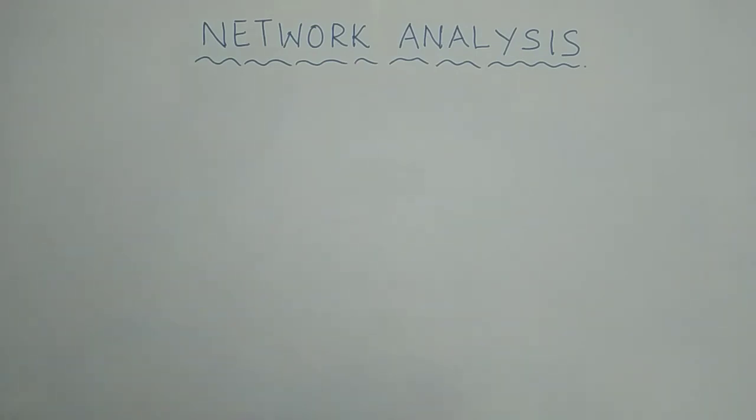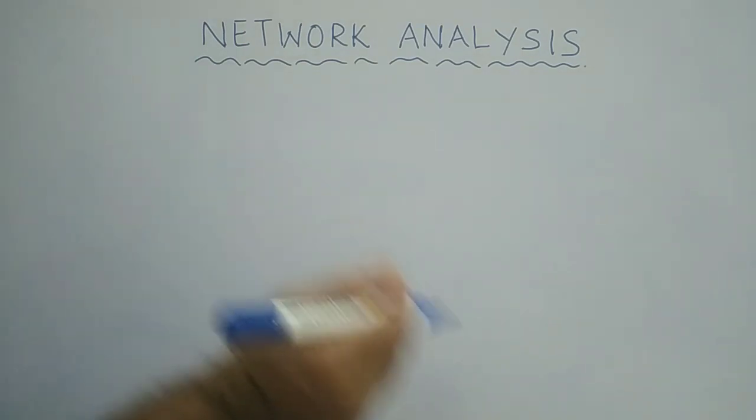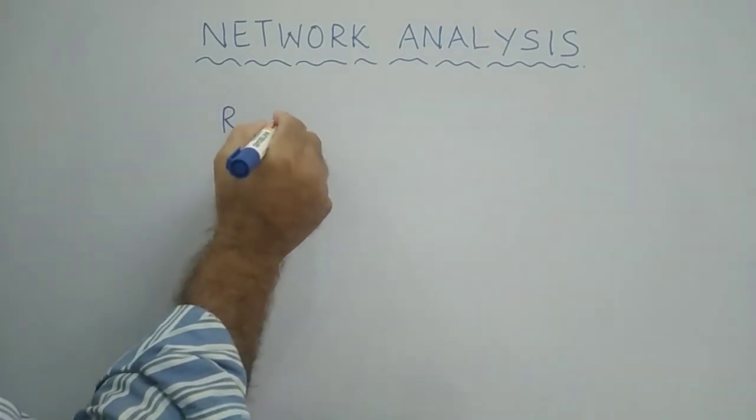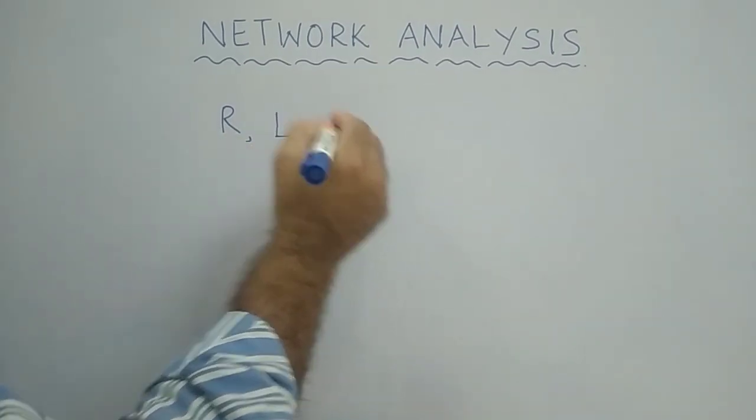Welcome to another presentation on network analysis. We started with our previous presentation on network analysis, where we saw the basic primary elements used in any electrical network: resistance, inductance and capacitance. They are identified with the letters R for resistance, L for inductance, and C for capacitance in general.